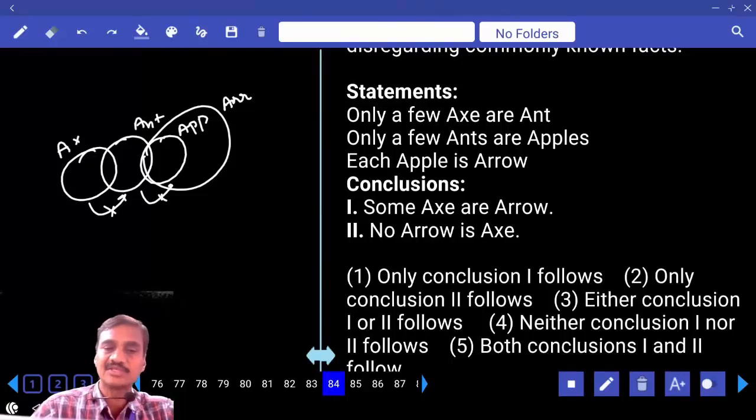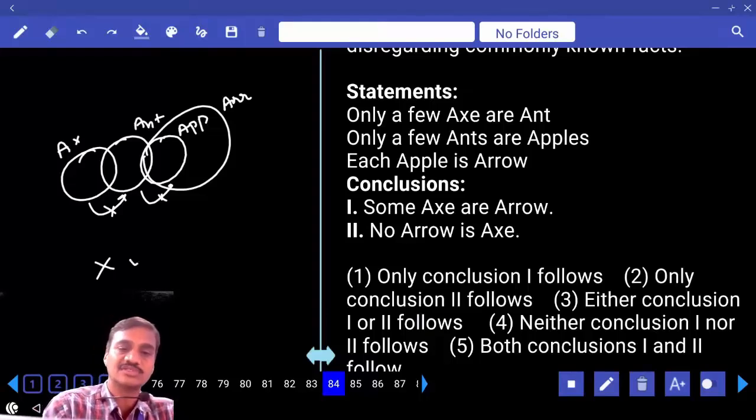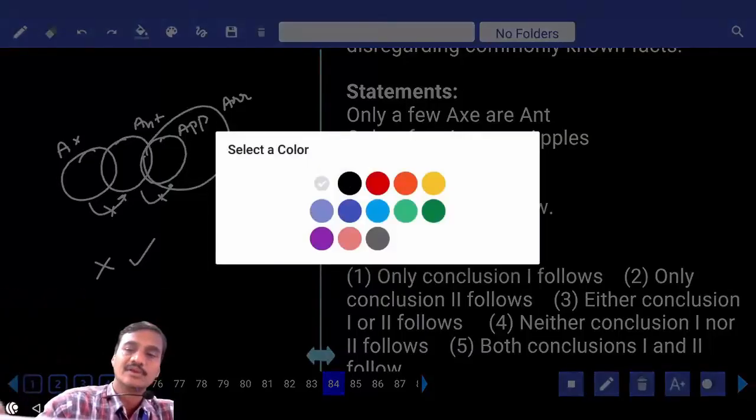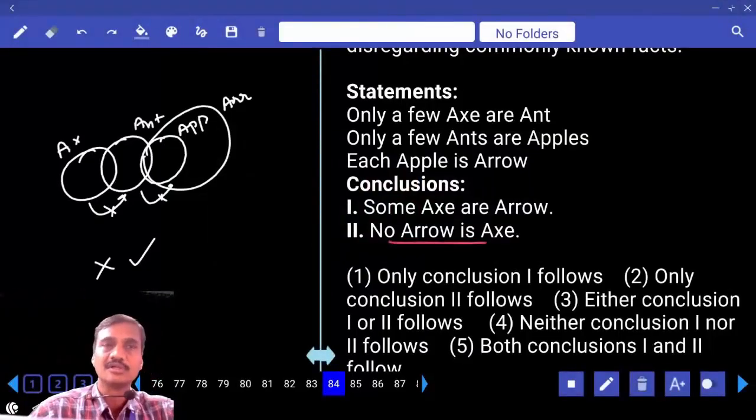Then, some X are arrow. X here, arrow here, no intersection between these two. And no arrow is X, definitely true. Now the second conclusion has become true. As it is a negative conclusion, we need to try to make it false at least once. How do we make it false?